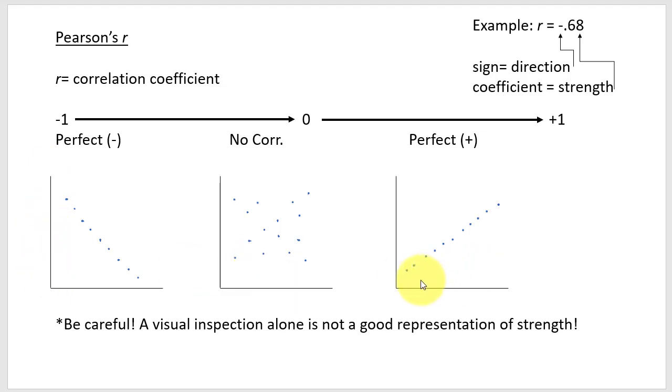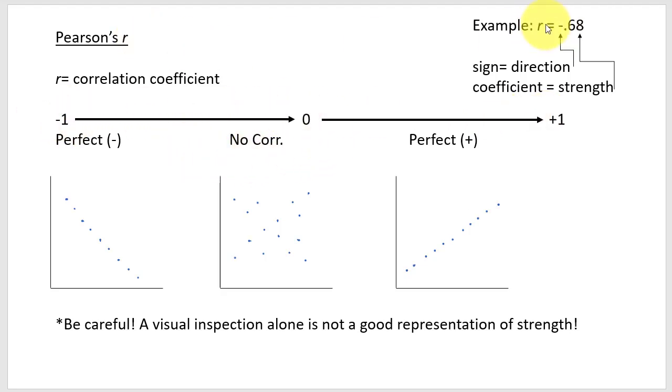A perfect positive correlation is again a perfect line, in a positive direction. That's as strong as two variables can be correlated. No correlation is indicated by dots that seem to be random, where you can't really see a trend develop, and that has a correlation of 0. So the further you get away from 0, the stronger the relationship is. If it's positive, then it's a positive correlation. If it's negative, it's a negative correlation.